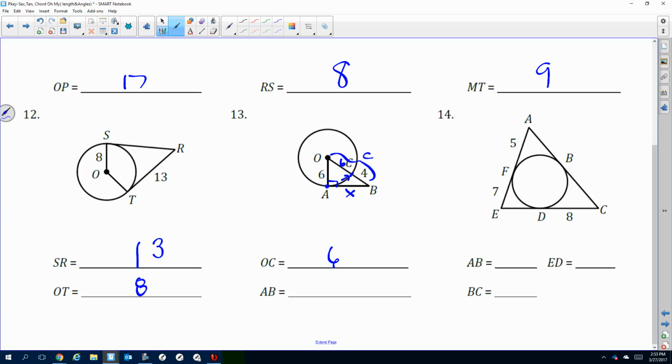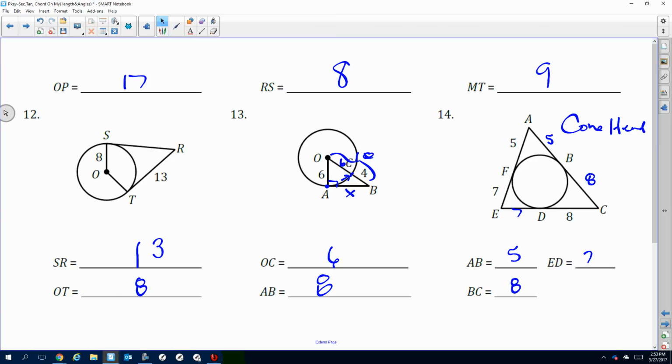All right, and then 14. What do we use on 14? 8. Because this is 10. Use Conehead again. So AB would be what? It would also be 5. ED, yep, 7. BC would be 8.